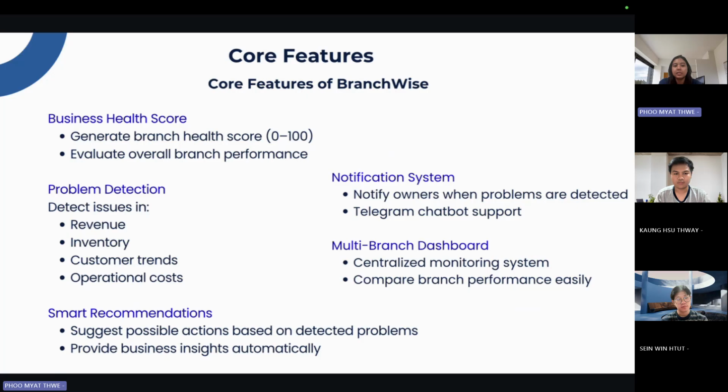When a problem is detected, for problem detection, we are mainly focused on the four major points, the four pillars.